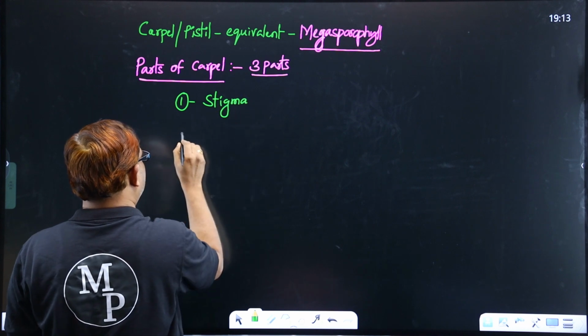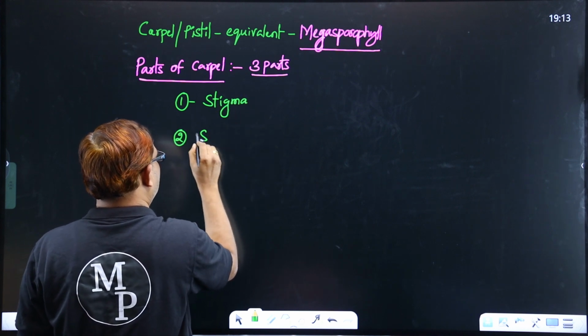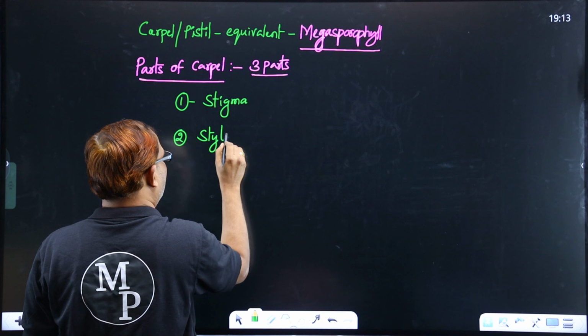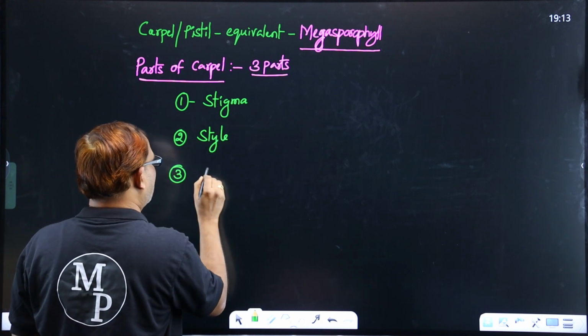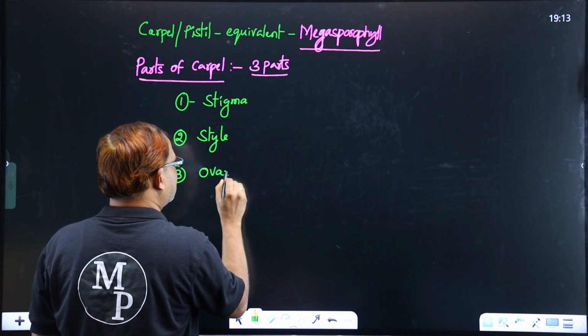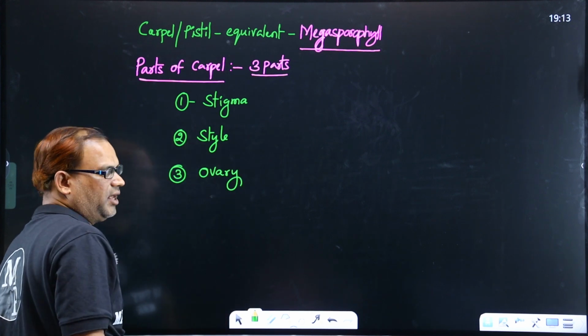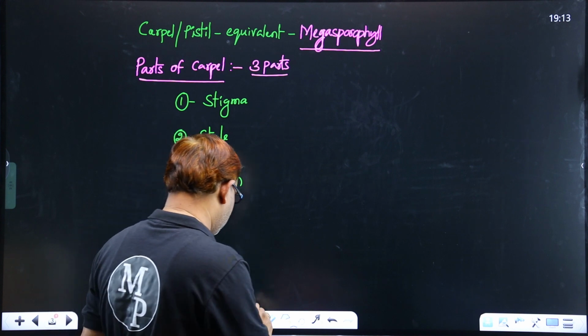Okay. Then the second part is what? Style. Second part is known as what? Style. Then the third part is what? Ovary. Third part is called what? Ovary. Okay, right? These are the three parts.